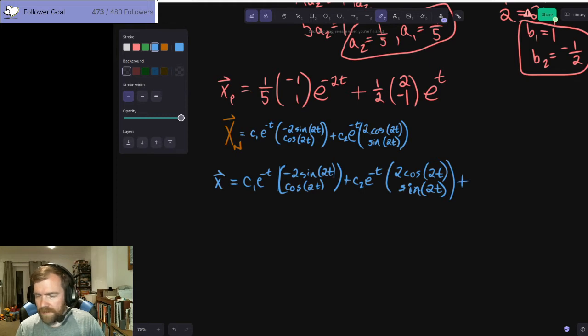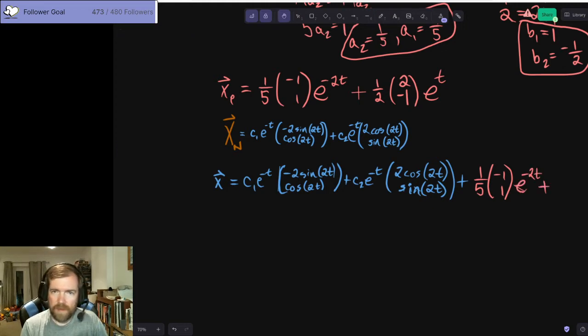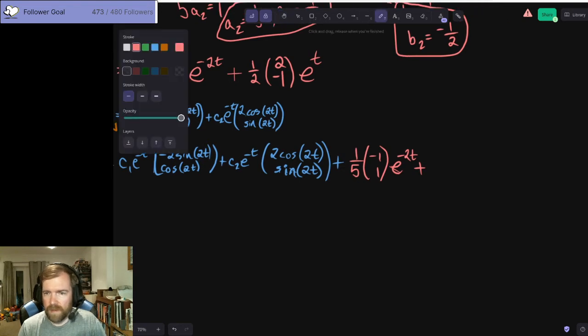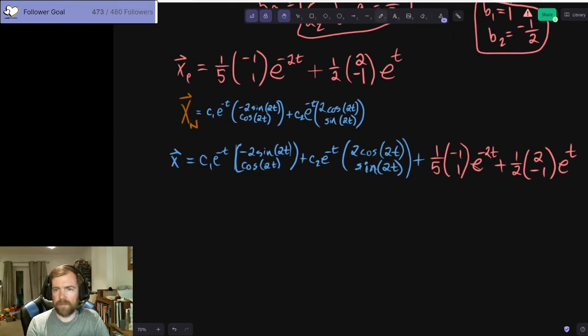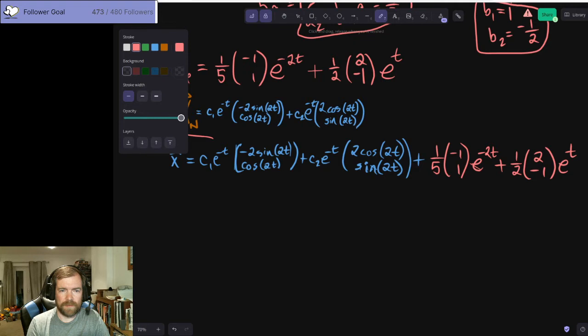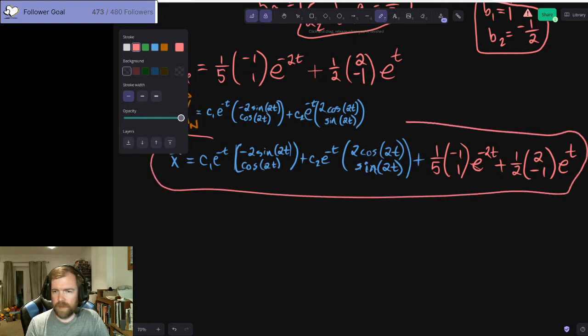Okay, plus, and change color just to highlight that, 1/5 times negative 1 e to the negative 2t plus 1/2 times negative 1 e to the t. Alrighty. Huzzah. We did it.